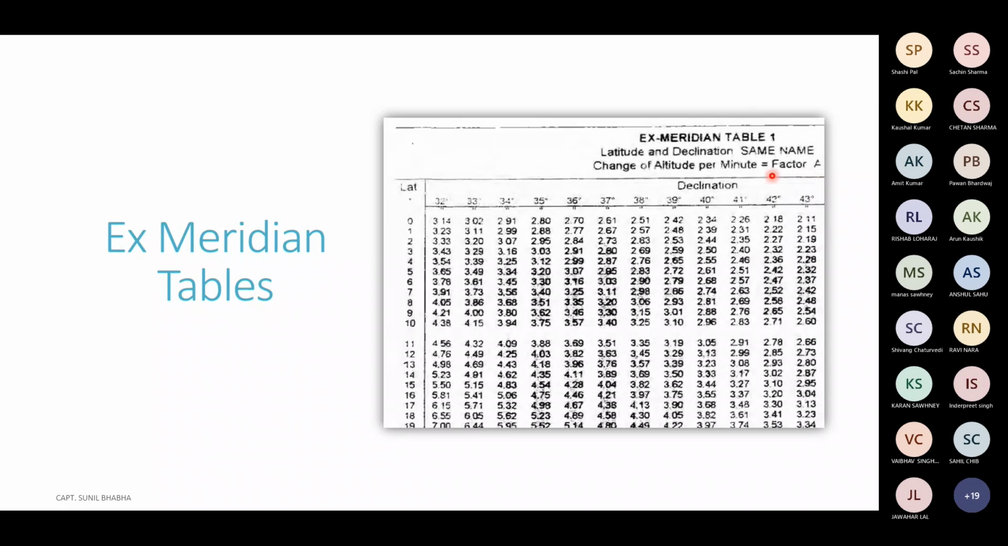This is also known as factor A. You can see it here. It is mentioned as factor A. So we have obtained the factor A from X meridian table 1. In this particular example, we have taken 40 degree declination and 10 degrees latitude, and it comes to be 2.96. After obtaining this factor A, we enter into table number 4.